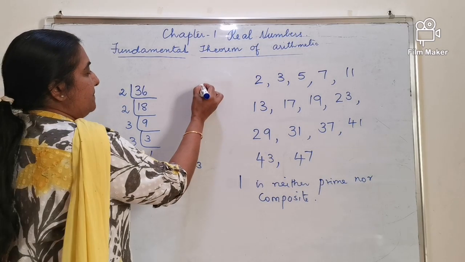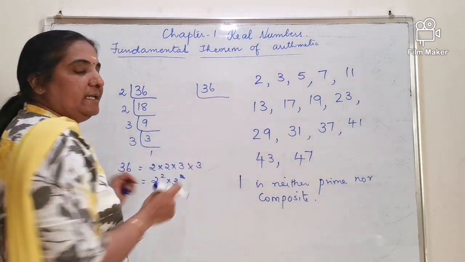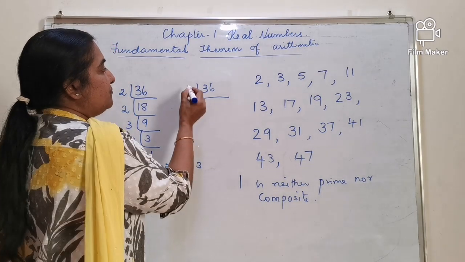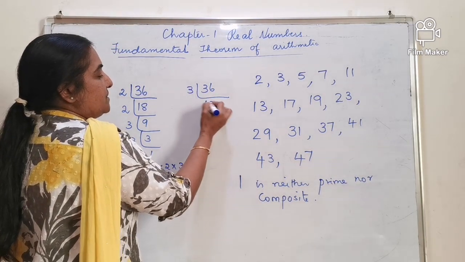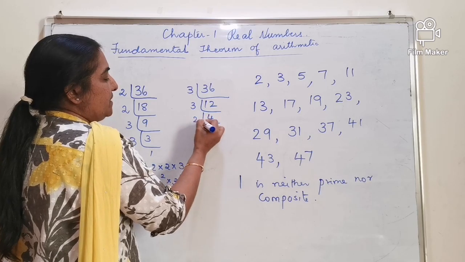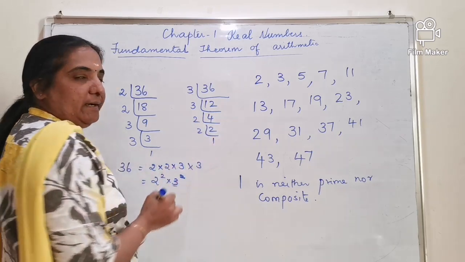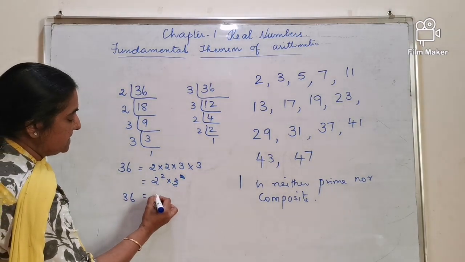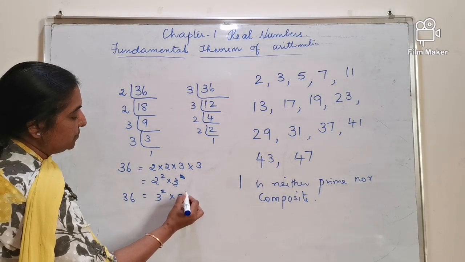Let's have the prime factors of 36 in a different way, starting with the prime number 3. It is 12, again with prime number 3, 4, with 2, 2, 1. You can see the prime factors of 36 as 3 square into 2 square.